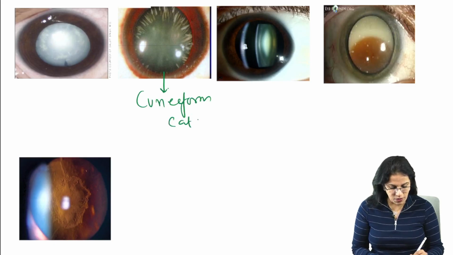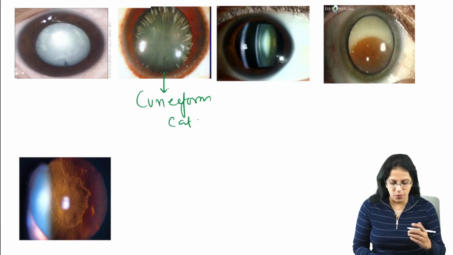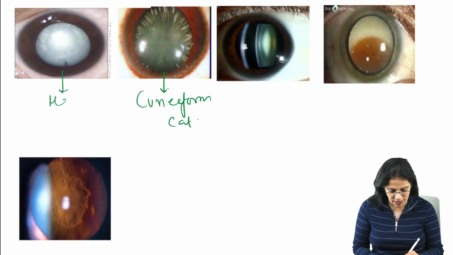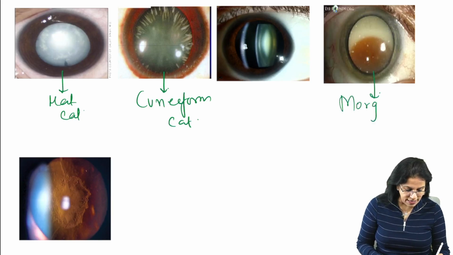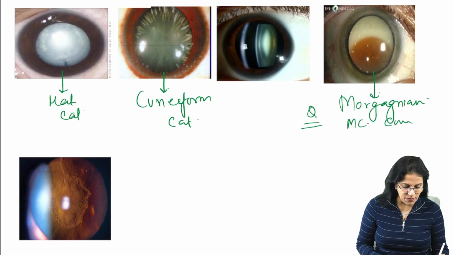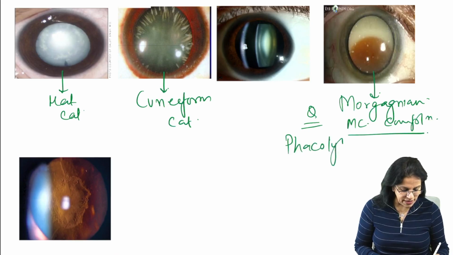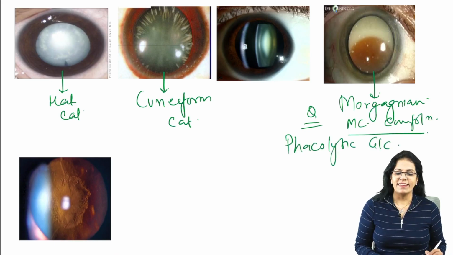This cuneiform cataract slowly is going to lead finally to a mature cataract. This one is your mature cataract. And when there is a hypermature stage for cortical, you can see the nucleus is sinking in the liquefied cortex. We all know we call it Morgagnian, right? There's an exam question here, guys. What is the most common complication of Morgagnian cataract? The most common complication of Morgagnian is phacolytic glaucoma, right?